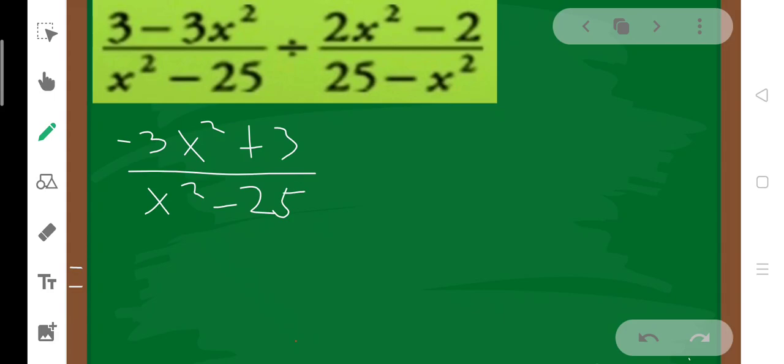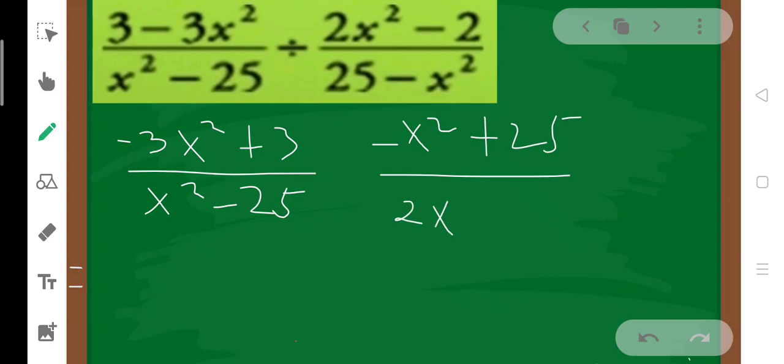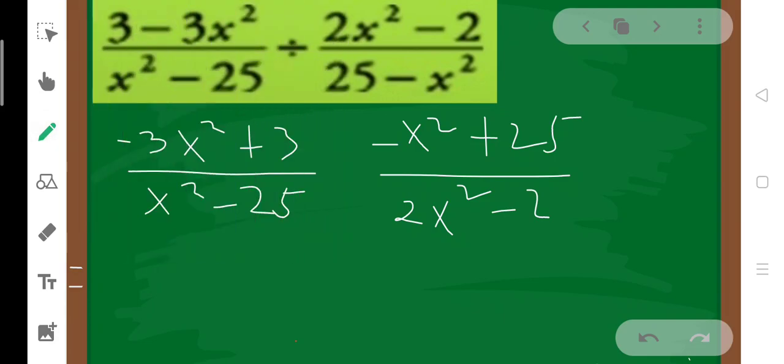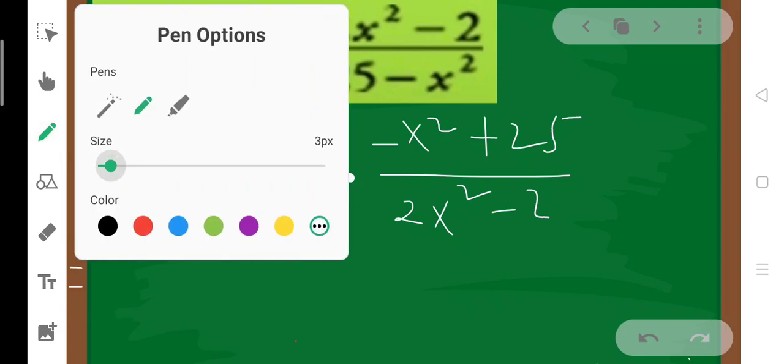Then for the divisor, the denominator here becomes the numerator, and the numerator becomes the denominator since we are going to get the reciprocal. Okay, so we have, in descending order of power, negative x squared plus 25 all over 2x squared minus 2. And then I am going to proceed to multiplication. Alright.